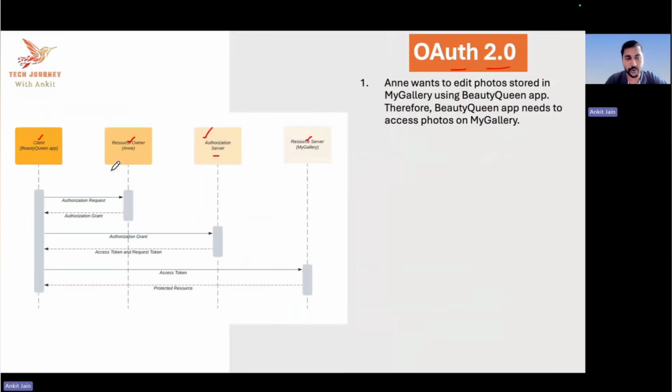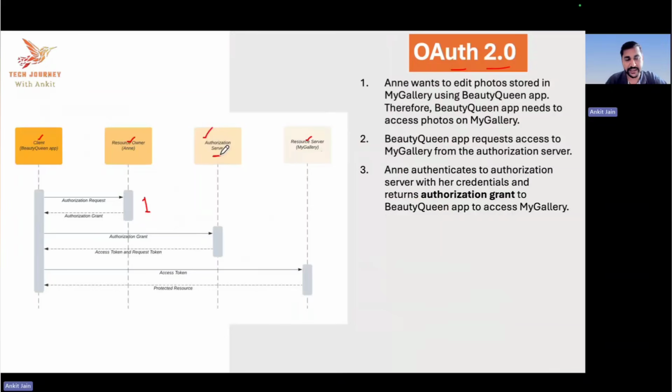Now, what happens here is again the same flow. Anna wants to edit her photos which are stored in the gallery application. Therefore, the Beauty Queen application wants to access the photos available in the gallery. Now, Beauty Queen sends the request, and this time it sends the authorization request first to Anna, and her request is granted by Anna. This is one level of request. Now, with the grant coming from the resource owner, we send the authorization grant request one more time, and this time it goes to the authorization server.